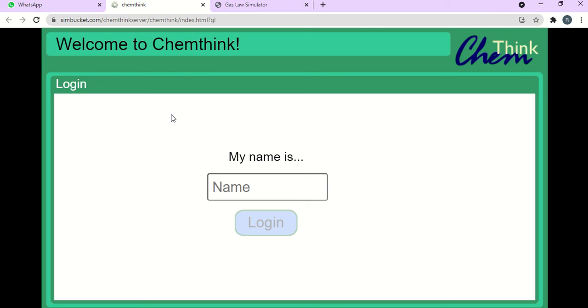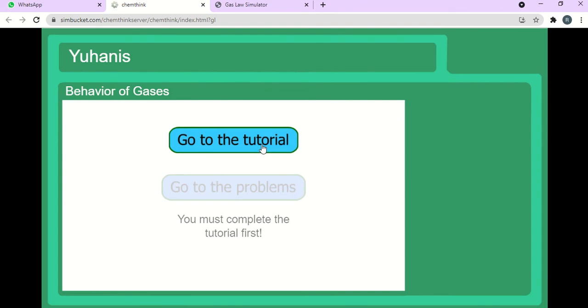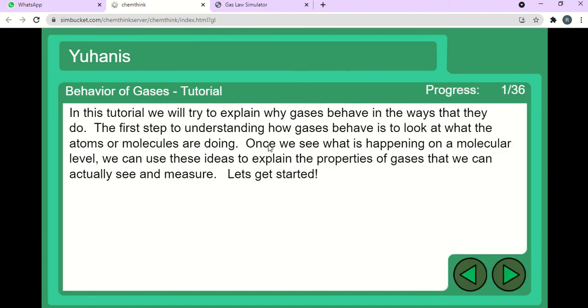Okay, so for pre-lab experiment 4, we are going to explore Simbucket. Okay, welcome to ChemSync. Put your name in. Okay, and we have two categories. First, we will explore the tutorial, and after that, we will solve the problems. But before that, we have to go to the tutorial.